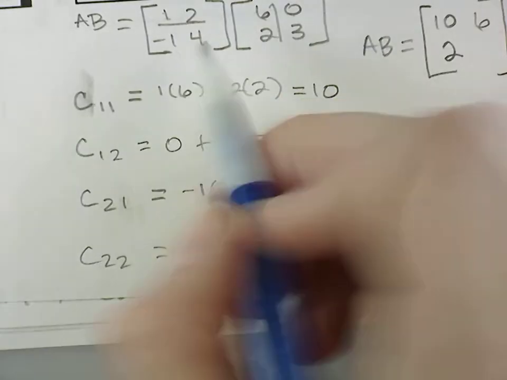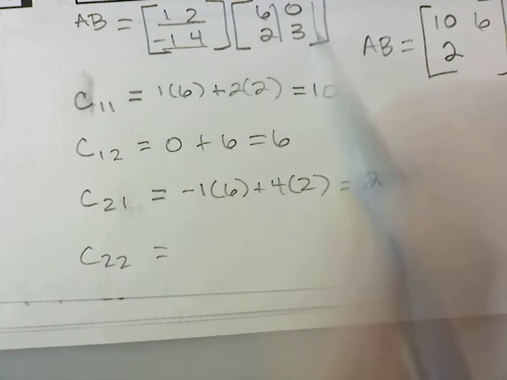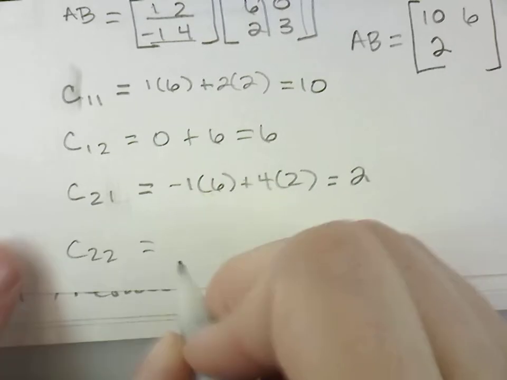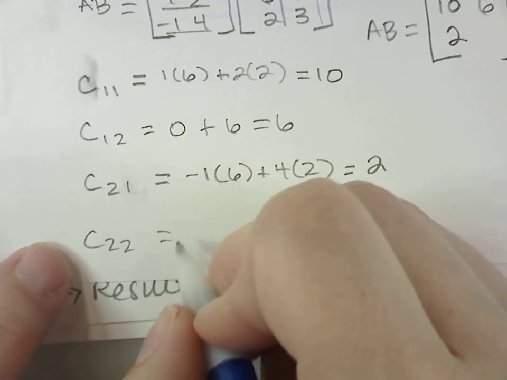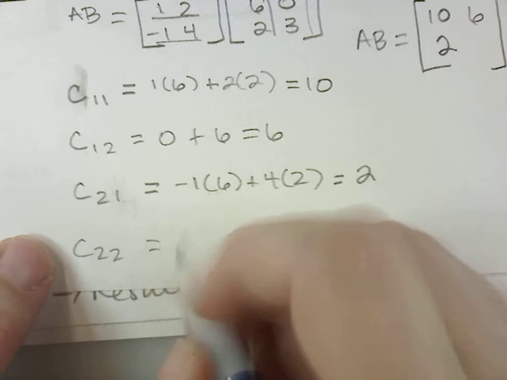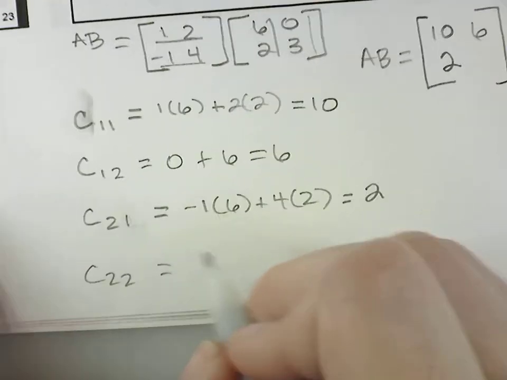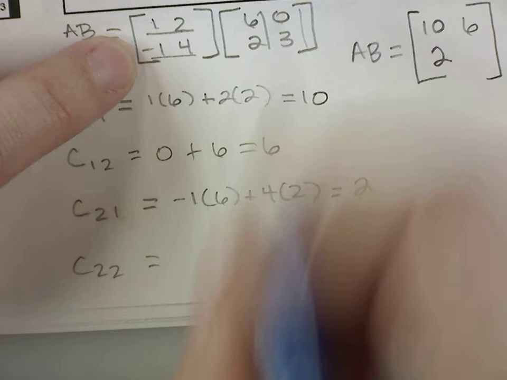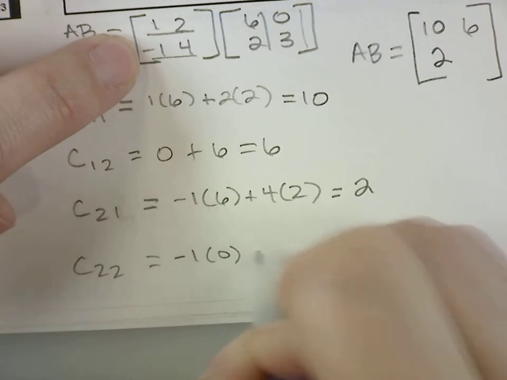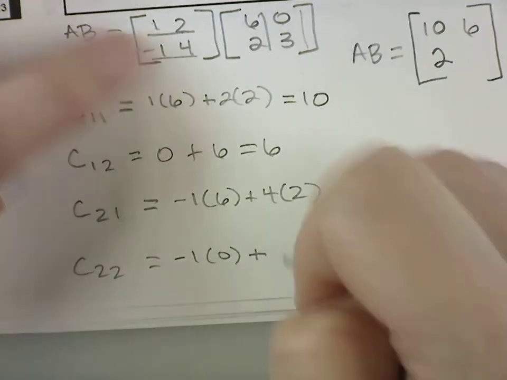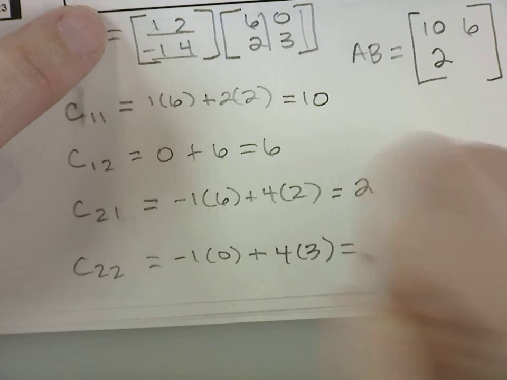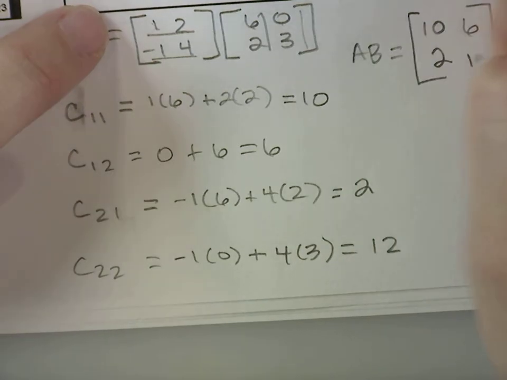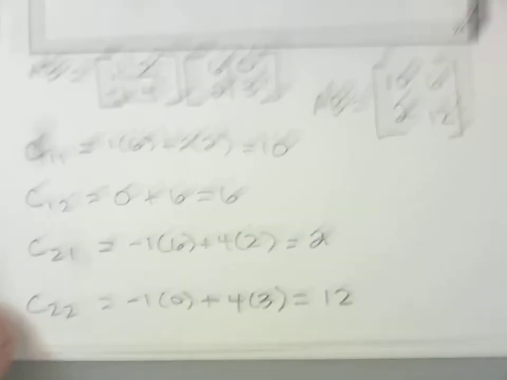Good work. Okay, and then now we're going to do the second row, the second column. Okay, and Courtney, you want to do that one with me? Start with -1. -1 times 0, good. So that's 0. And 4 times 3. So it'll be 0 plus 12, so then that will be 12.